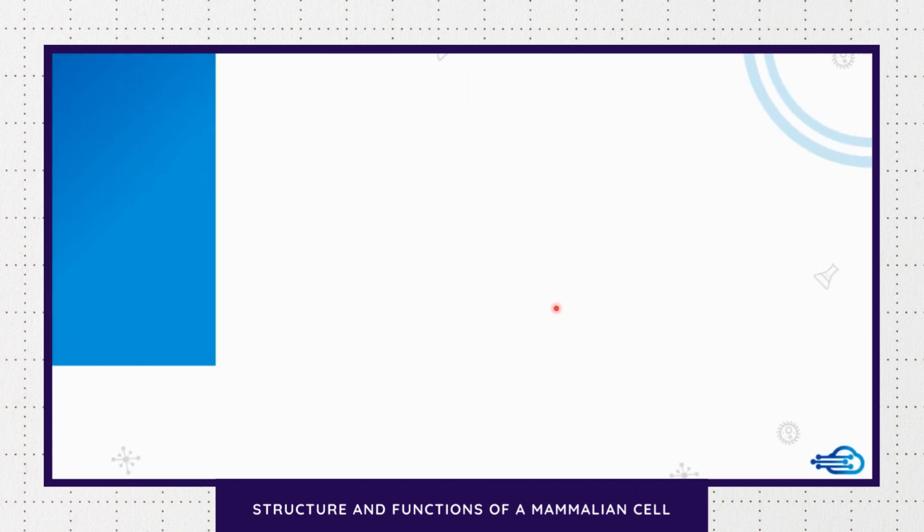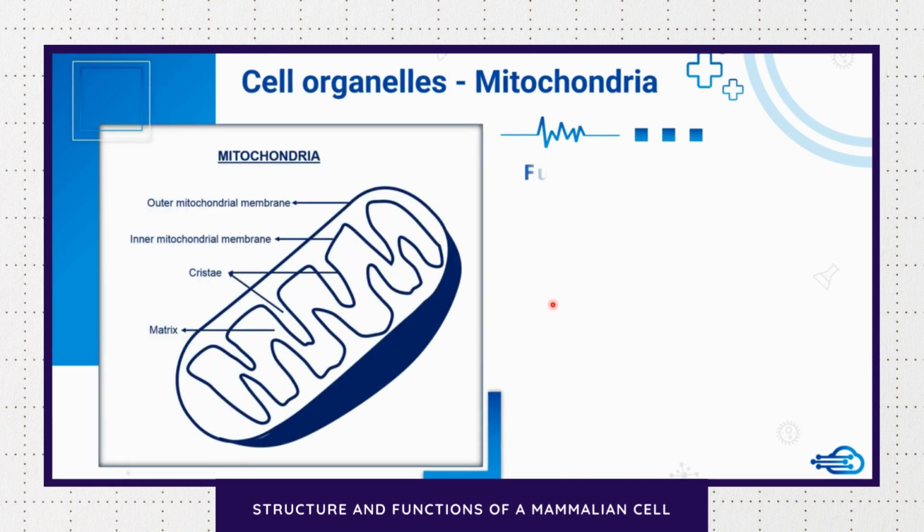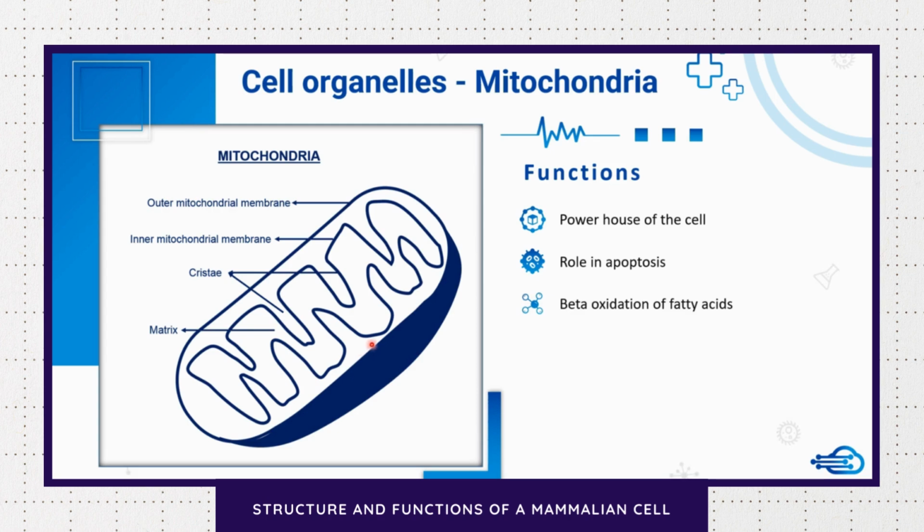So what are the functions of mitochondria? Well, it is well known that mitochondria is the powerhouse of the cell. That means it is important for generation of energy, for which enzymes of oxidative phosphorylation are required. But apart from that, it also has a role in apoptosis. See, there is a protein cytochrome C which is present in between these two layers of mitochondria, and it has a role in apoptosis. Then the steps of beta oxidation of fatty acids also occur in mitochondria.